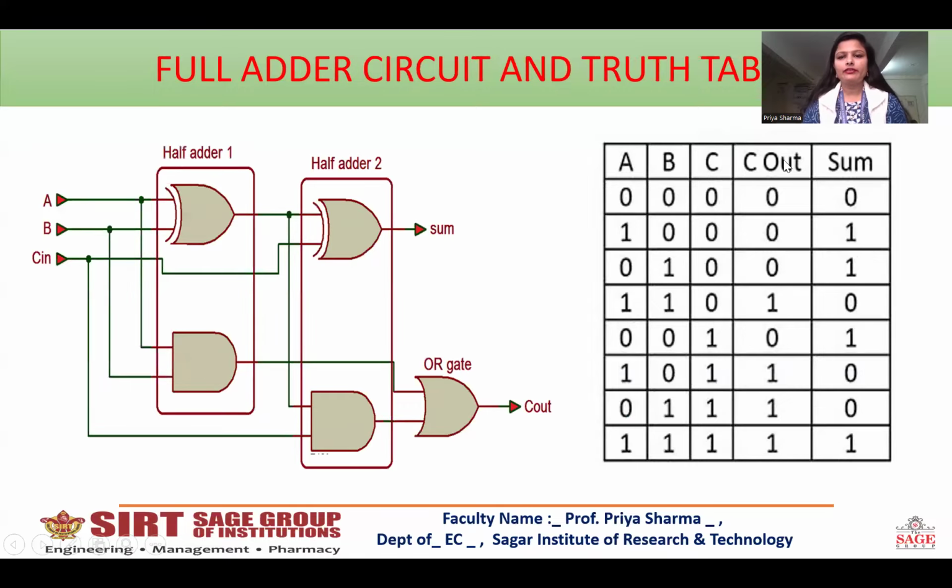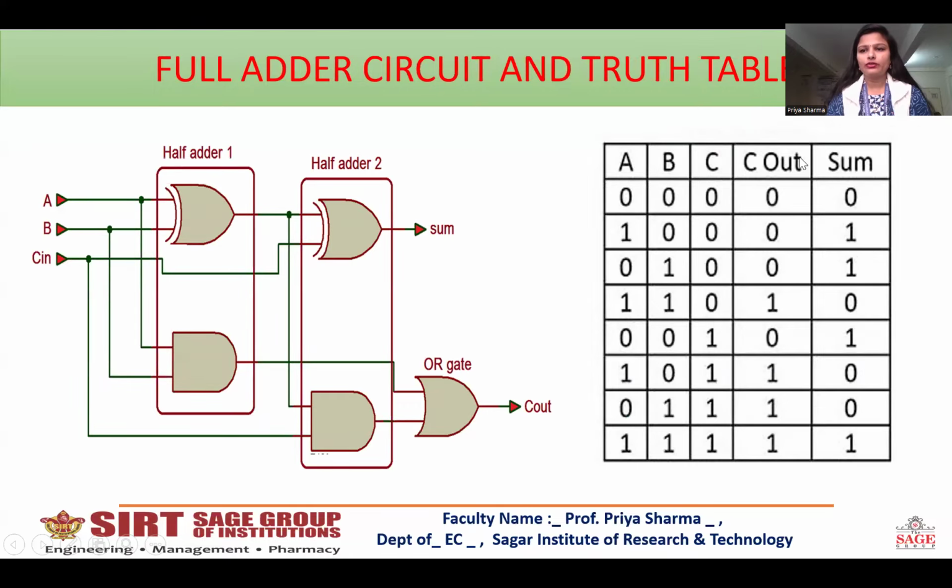We can design a full adder by using two half adders followed by an OR gate. As you can see, we have used two half adders. One XOR and AND gate will form a half adder and another XOR and AND gate will form another half adder. And combining these two through an OR gate, we'll get the output. So a full adder can be constructed by using two half adders and an OR gate. This is the truth table of the full adder having three inputs and two outputs.